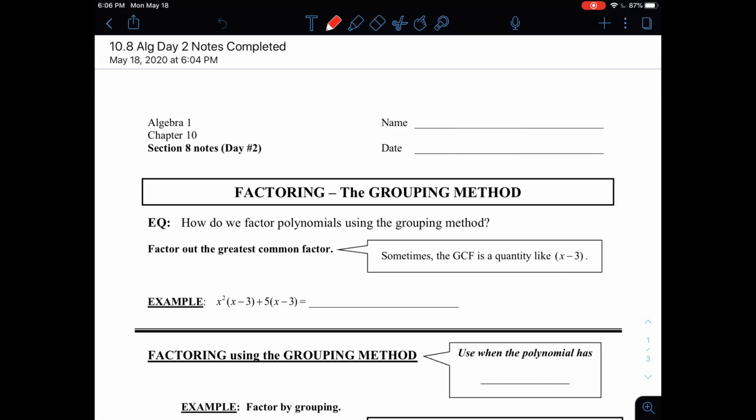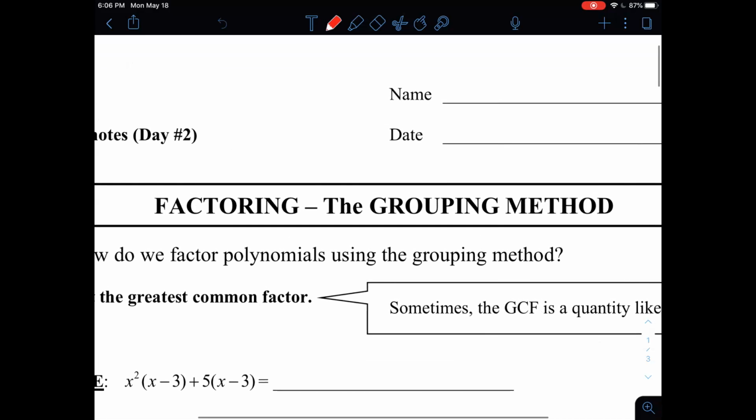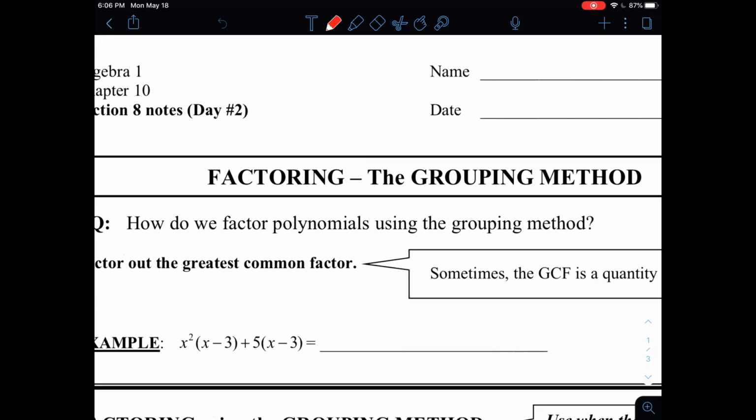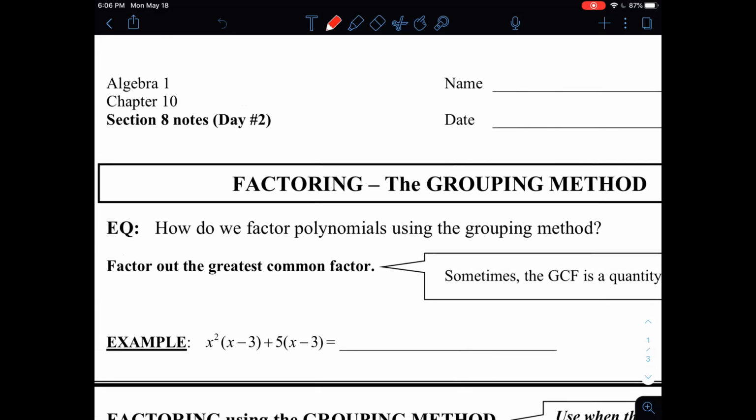We are continuing with factoring in Chapter 10 today. The name of the lesson, let's read it together. Ready? 1, 2, 3. Factoring, the grouping method. Essential question is, ready, 1, 2, 3. How do we factor polynomials using the grouping method?